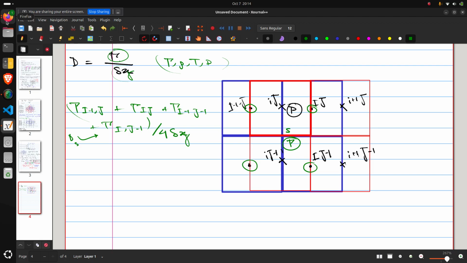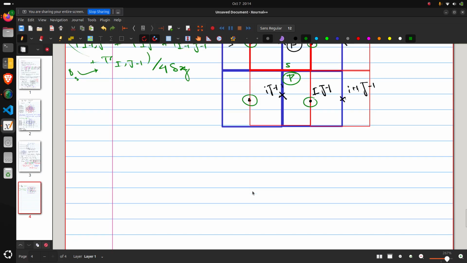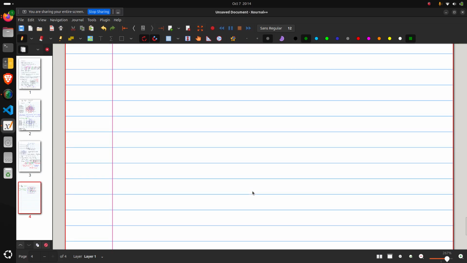Similarly you can do it for the y momentum equation also. It will be easy once you have done it for the x momentum equation; you can simply do it for the y momentum equation. Now comes the main important part. Now we will start with the SIMPLE algorithm.